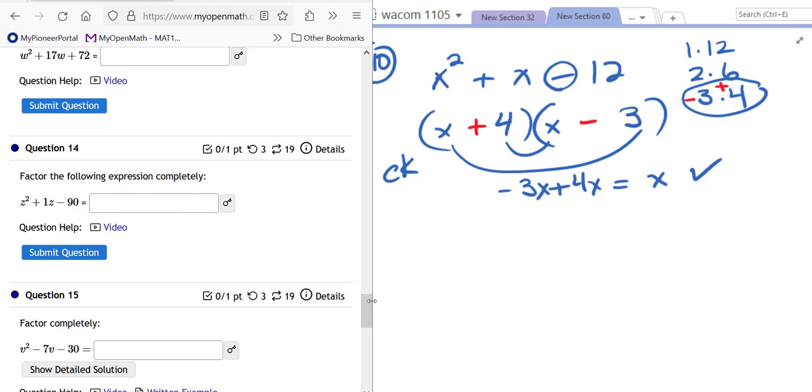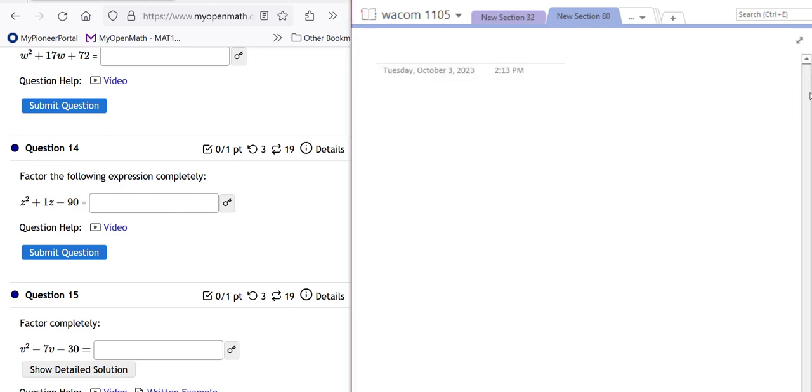Let's do 14. That one is not popping in my head. Now, I could be wrong. Actually, I am wrong. It does work. They did write the 1Z there to help you out.